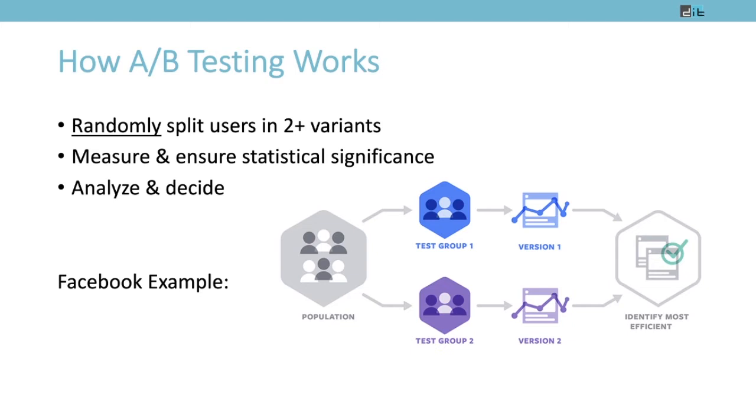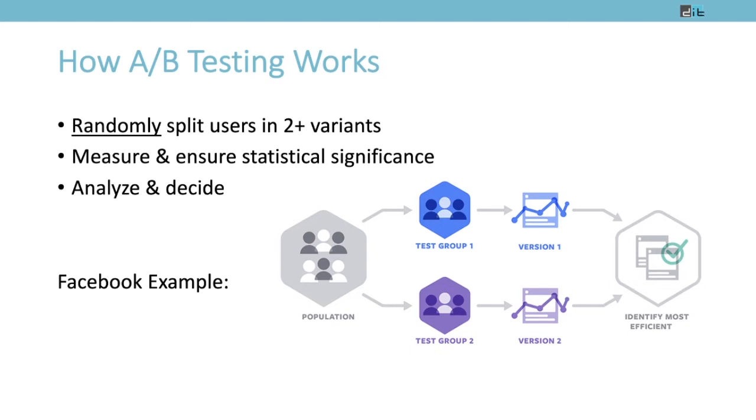So we're showing half of the population version 1, half of the population version 2, and then we're measuring, and we want to ensure that what we're observing is statistically significant. If, for example, version 2 is showing, let's say, a 10% increase in revenue, we want to ensure that this is really the case and we're not just seeing a temporary effect, but this is something that is going to hold if we actually release version 2 to the whole population. So we analyze the data and then we decide what to do with whatever conclusions we draw out of the analysis.